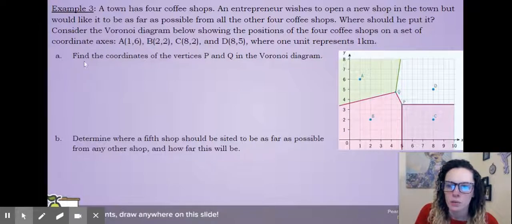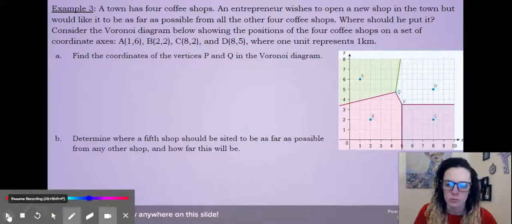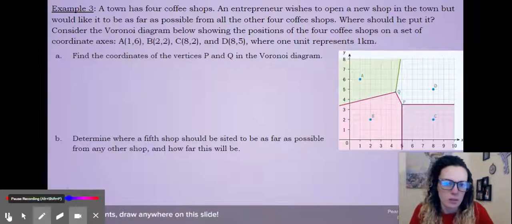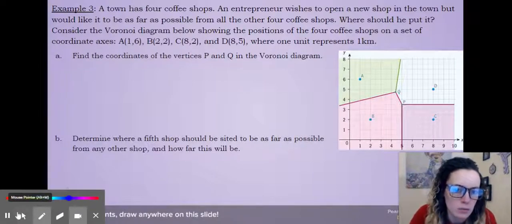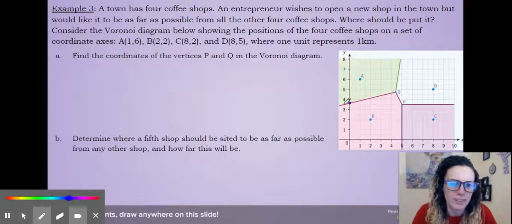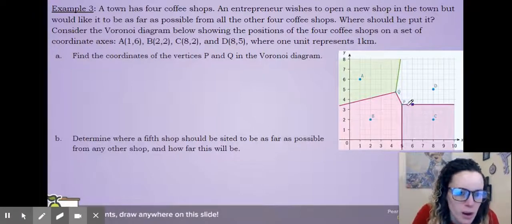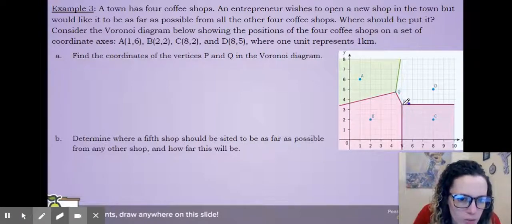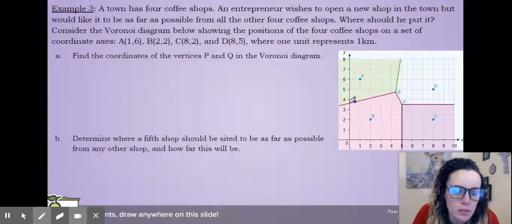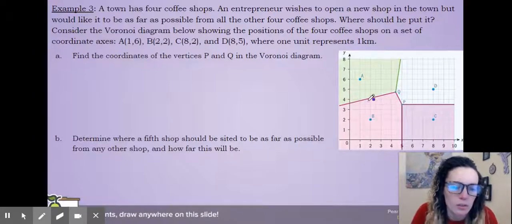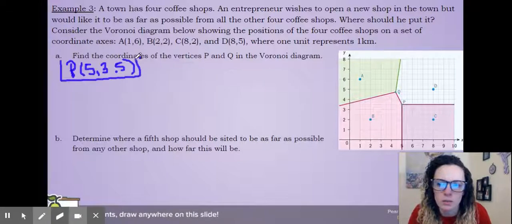So part A, we're finding the coordinates of the vertices P and Q in the Voronoi diagram. The nice thing is that P you can easily tell from the graph. You might have to zoom in a little bit, but you can tell that we're at 5, because it's right along that vertical line, and 3.5, because again it's right along that horizontal line. So box it up, because that's good to go.